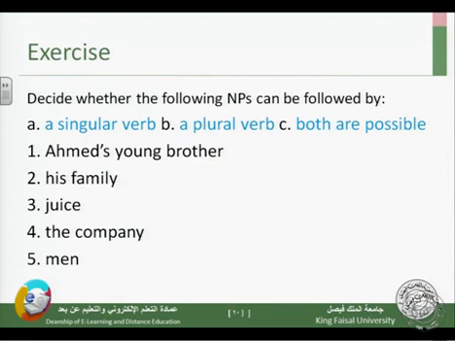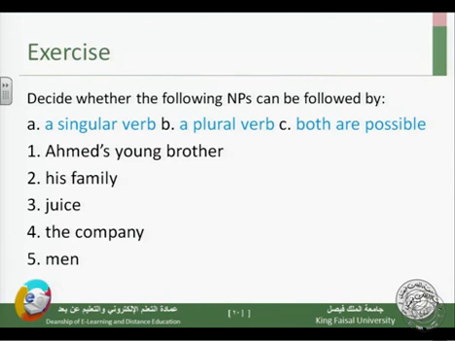Number two, his family. Can we say his family is? Yes, we can, when we refer to family as a whole unit of members. But we can also say his family are, when we refer to family as individual members of the family. So in this case, both are possible, because this is a collective noun. So the answer for number two is C.